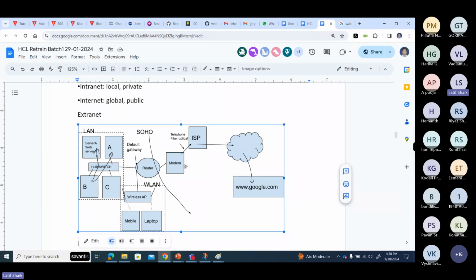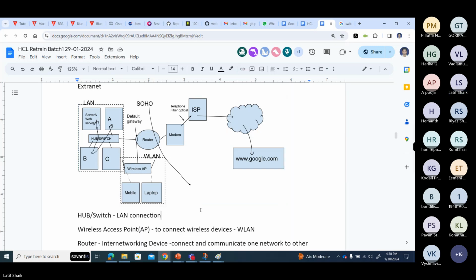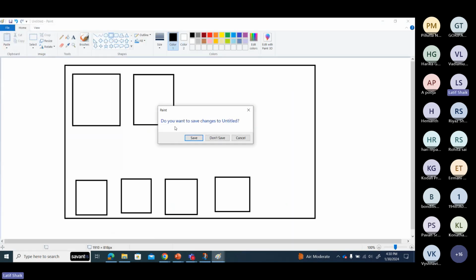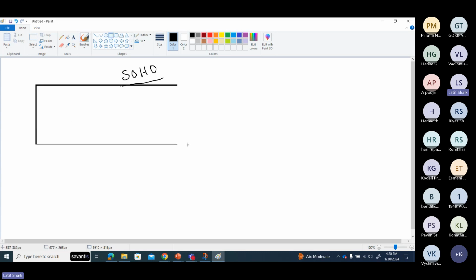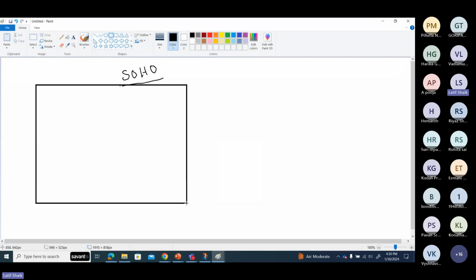I'm going through this SOHO kind of stuff. Up to here clear, guys? Any questions? SOHO, small office, home office. So in your home, how are we connecting to the network, or in an office, how is it connected? How are we connected?